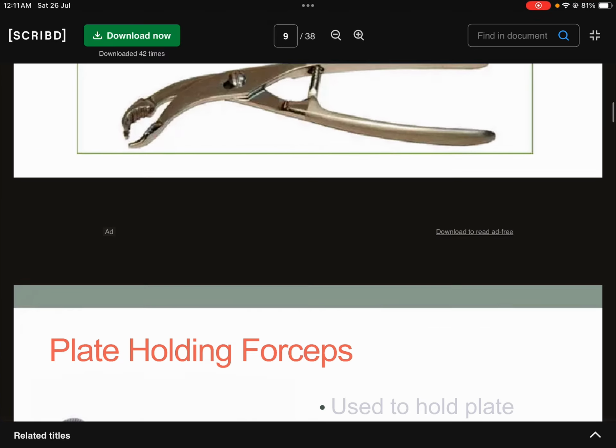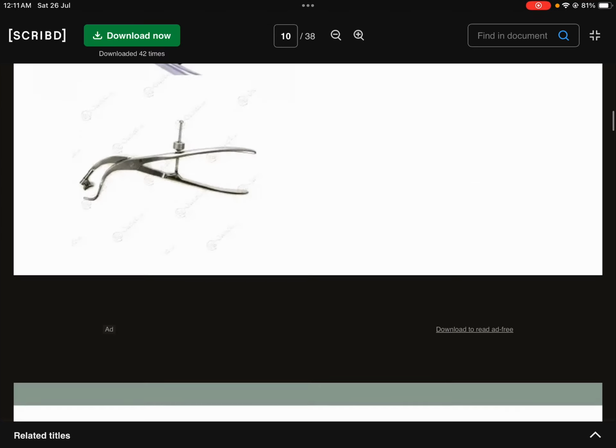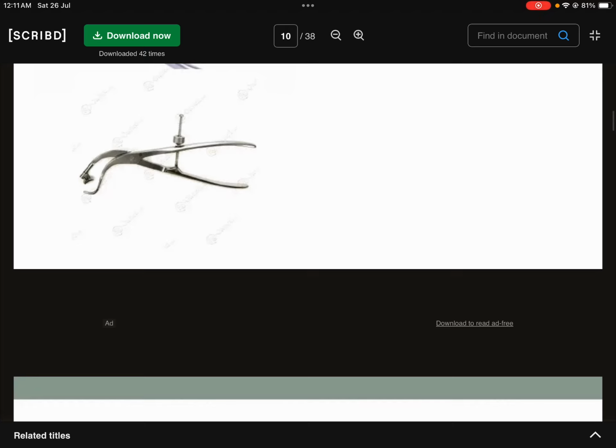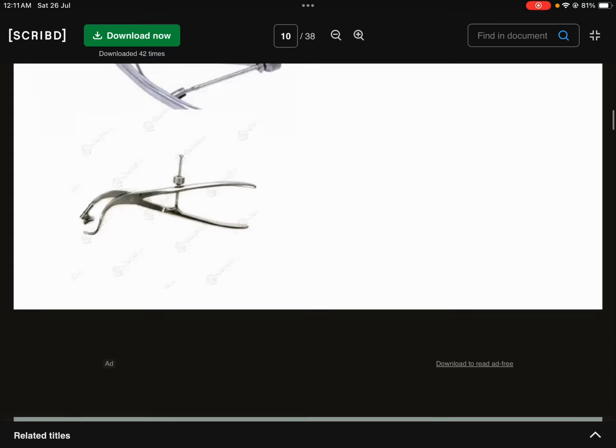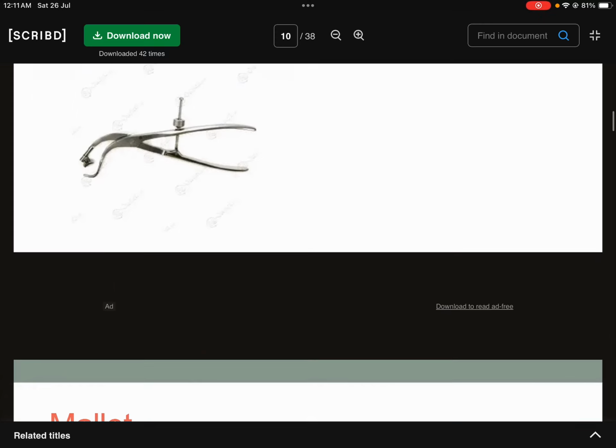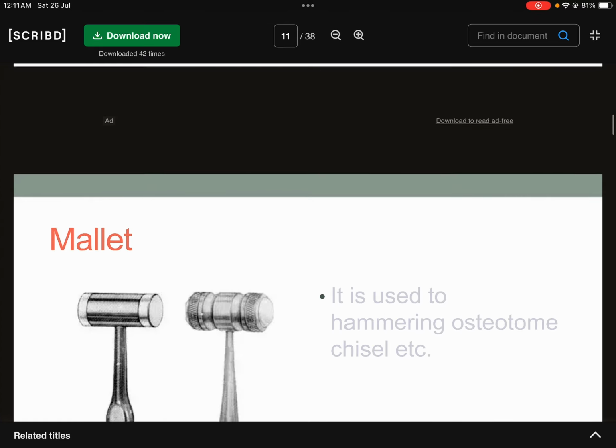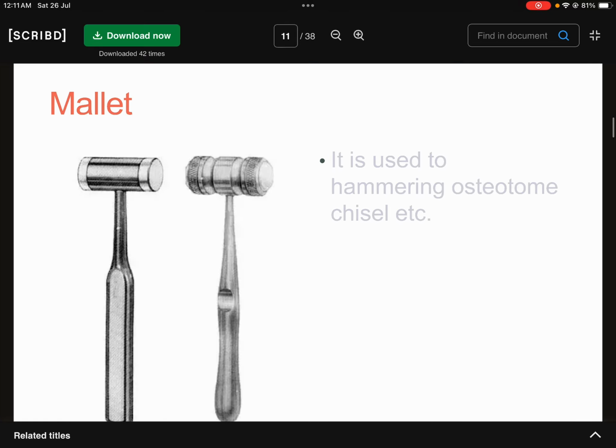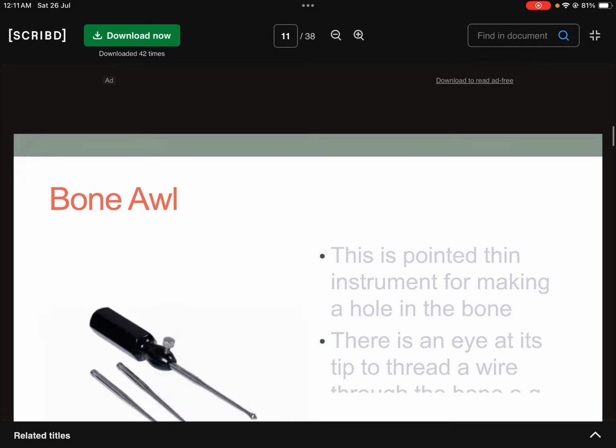This is also a bone holding forceps, and this is the plate holding forceps, used to hold the plate at the fracture site and stabilize it, then fix it. So to hold the plate, this is the plate holding forceps. And this is the mallet. We all know it is used for hammering an osteotome, chisel, etc.